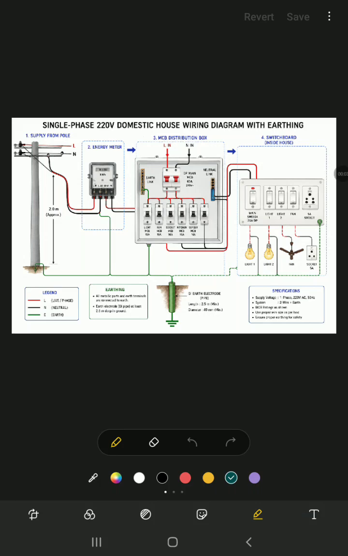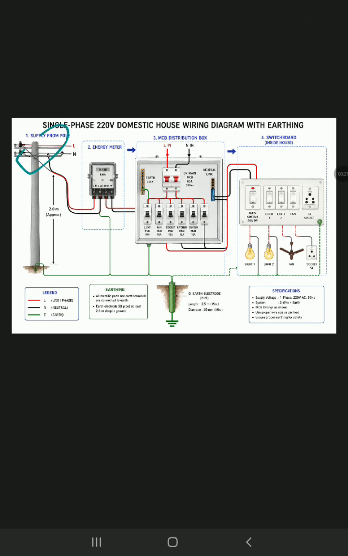Hello, today we are going to see the connections of domestic house wiring. We know that in our houses we have parallel connection so that we can use each appliance separately with a separate switch and to gain equivalent current. First we start from the supply from the pole.